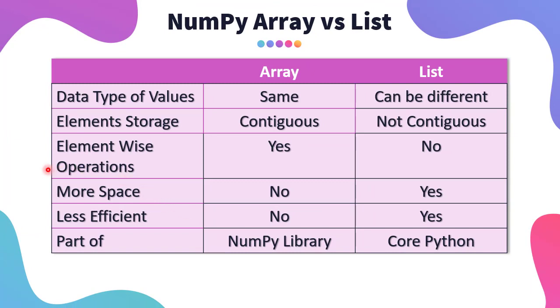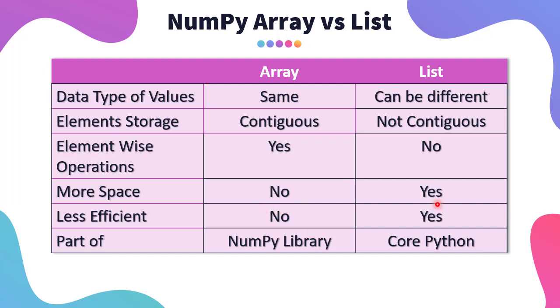Then more space. Arrays do not take more space, or you can say that compared to a list, they take less space. Reason being, whenever you store data in an array, because all the elements are of the same data type, you need not attach the data type to all the elements. But in case of a list, whenever you are adding an element, Python will attach the data type of every element you store in a list. So it takes more space.